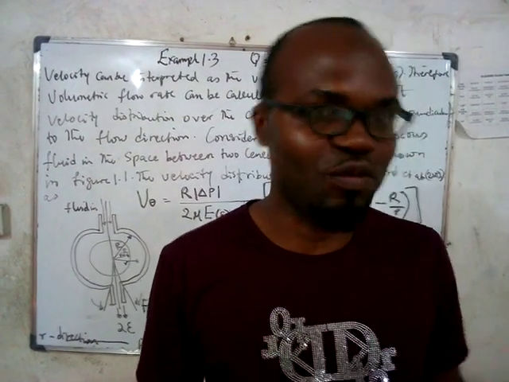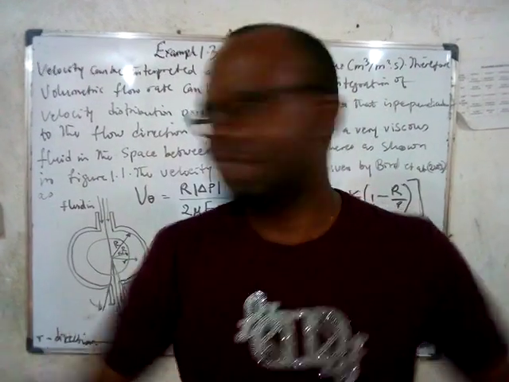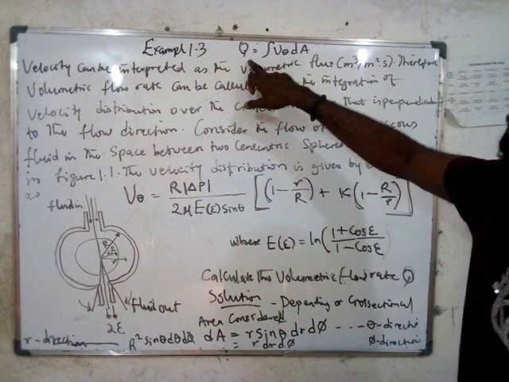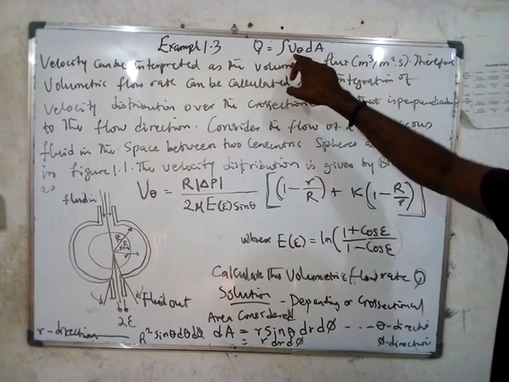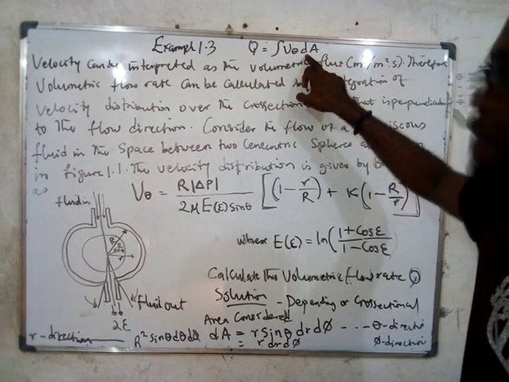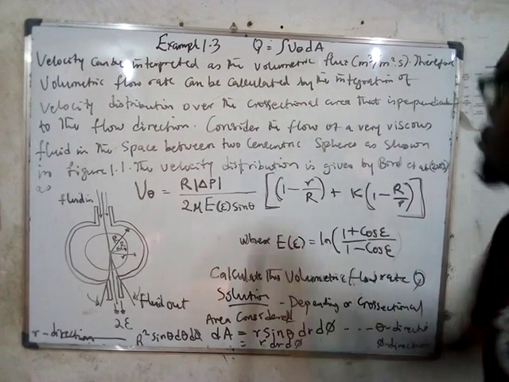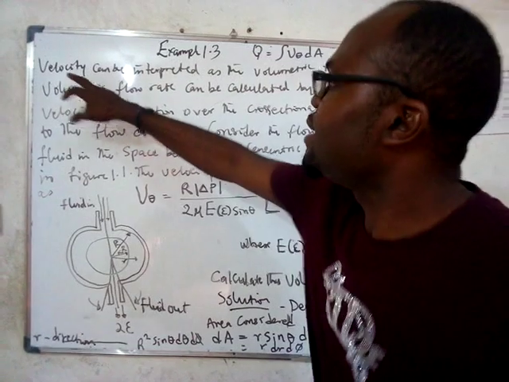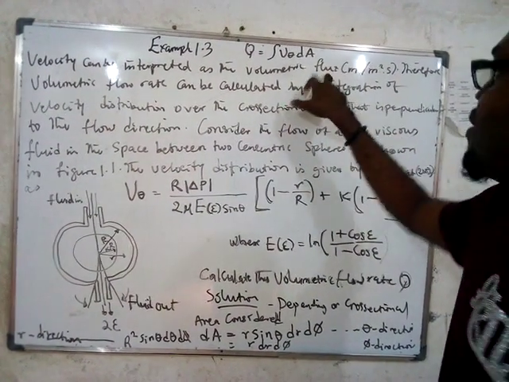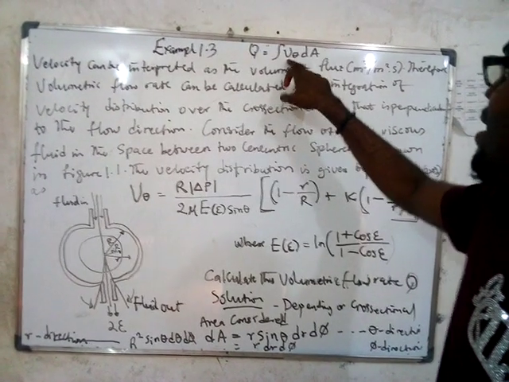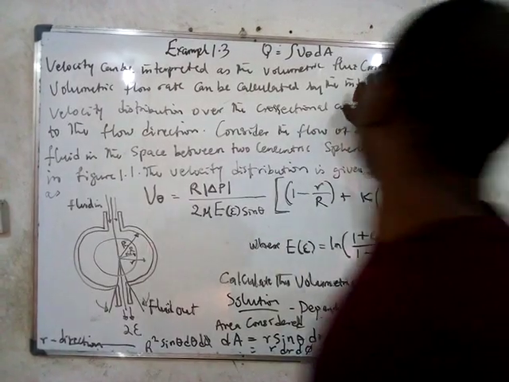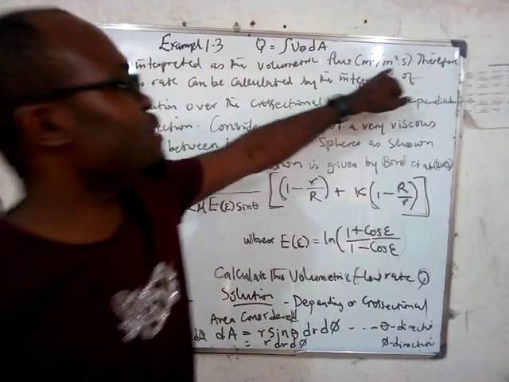I'm going to be starting with a specific example. So this is the expression that I'm talking about. Q, the flow rate, is always equal to the integral of the velocity expression times the differential of the area. Velocity can always be interpreted as the volumetric flux, which is expressed in terms of cubic meter over meter squared seconds.